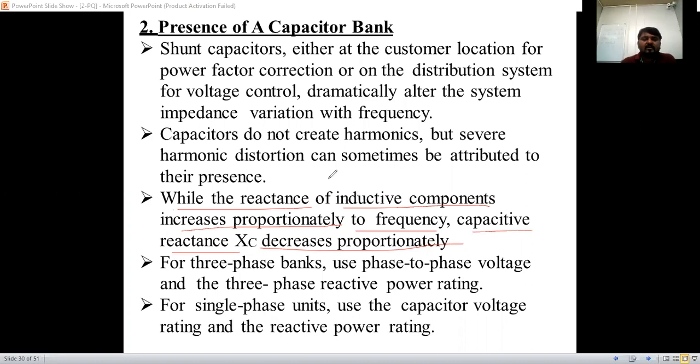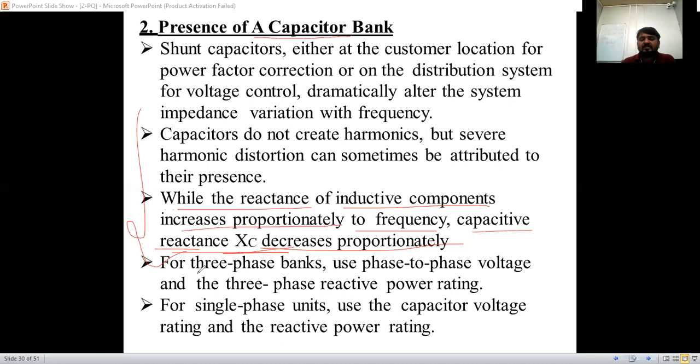This affects the system's response characteristics, and it is going to affect the distortion. So for the capacitor banks we are going to use, whether 3-phase, single phase or otherwise, they have given some suggestions here.